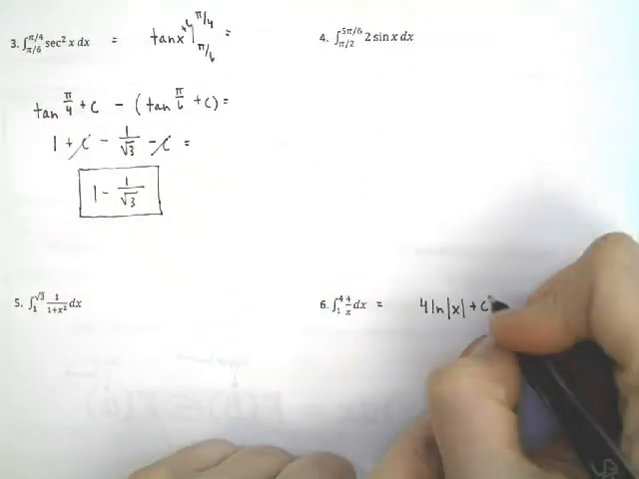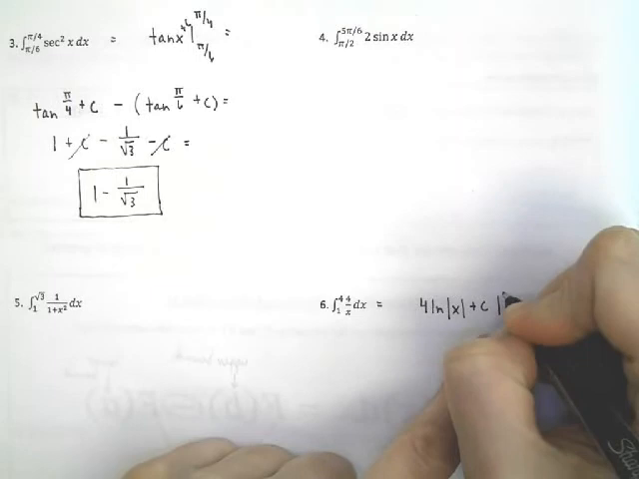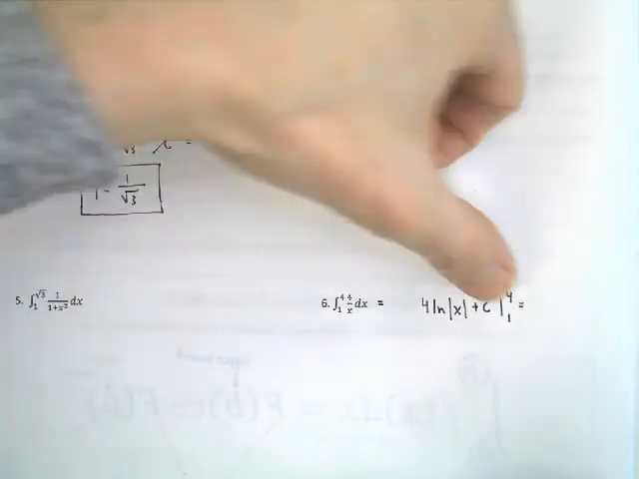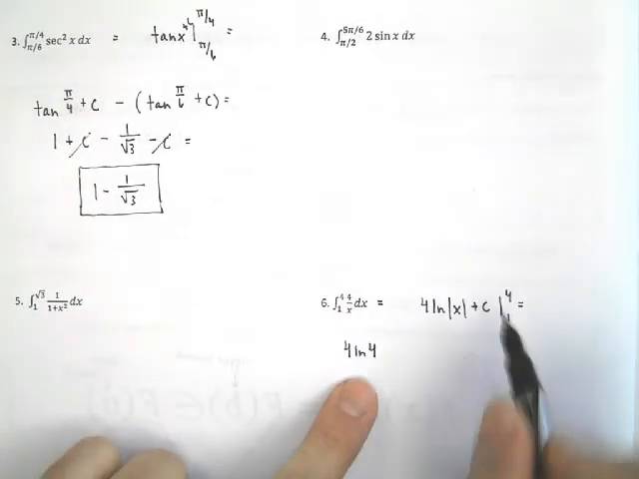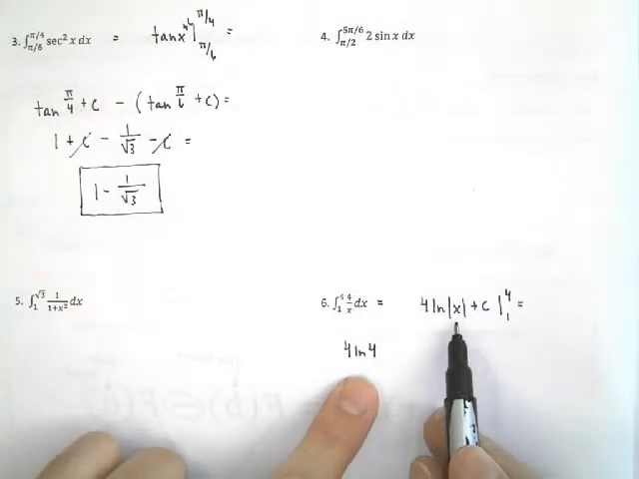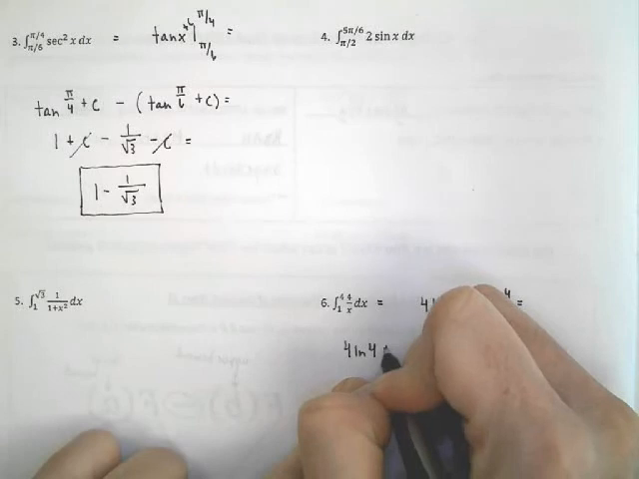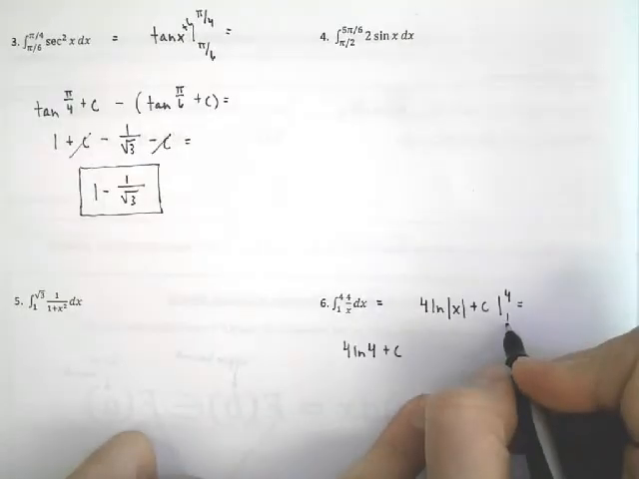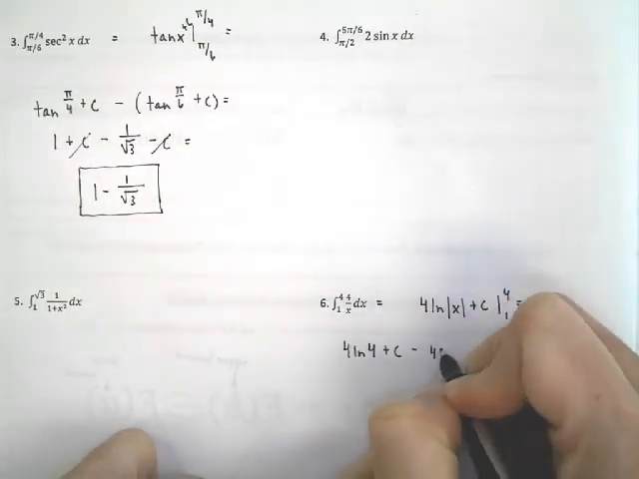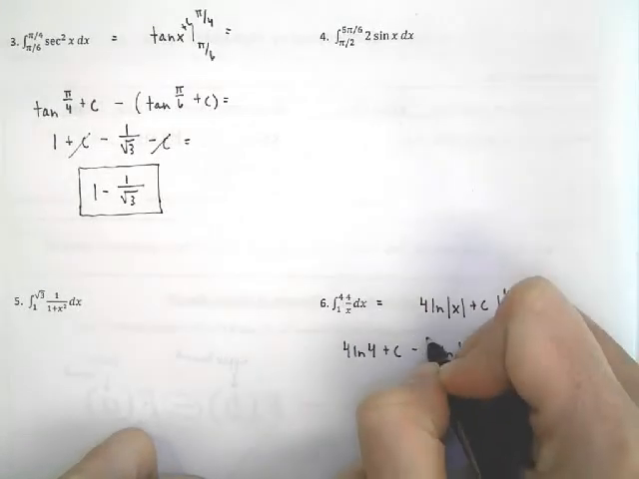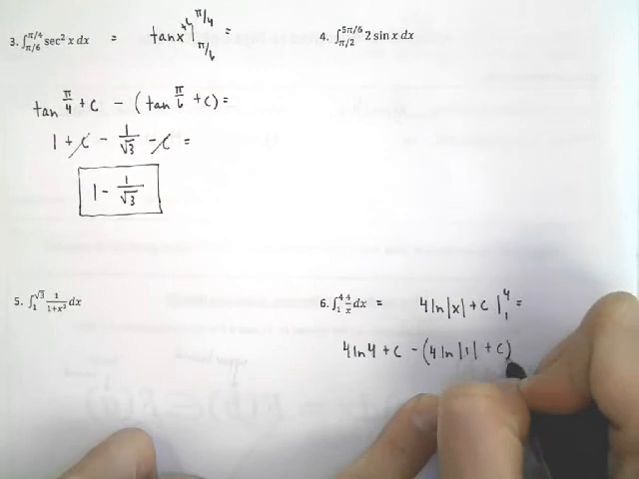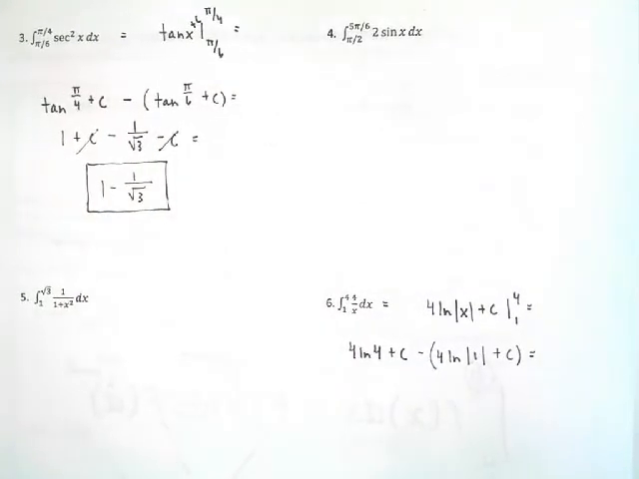Being careful to remember that. And I'm evaluating from 1 to 4. So I'm going to start with 4. So I have 4 times the natural log of 4. That's positive, so I'm not so concerned about that absolute value. I have plus c, and then I'm going to subtract the lower bound. So 4 times the natural log of the absolute value of 1 plus c. Almost forgot my parentheses there.